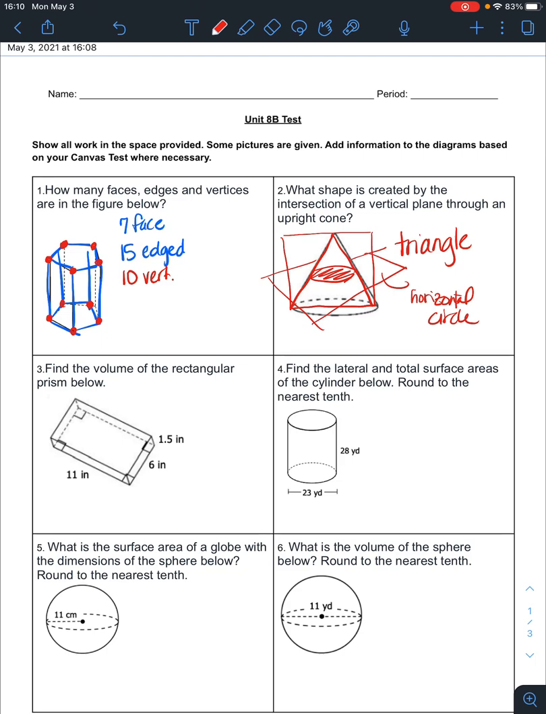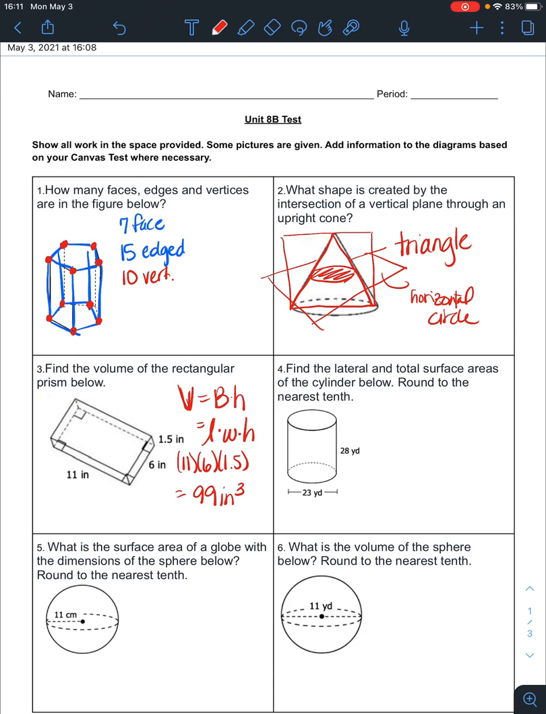Now again, your questions may be different depending on which version of the test that you had. But you can adjust all of these concepts to fit your problem. So the volume of the rectangular prism, the formula for volume for a prism is the area of the base times the height, or probably what you're more familiar with for a rectangular prism is length times width times height. So in this case, you would take 11 times 6 times 1.5. And you would get 99. So it's 99 inches cubed is the volume of this prism.